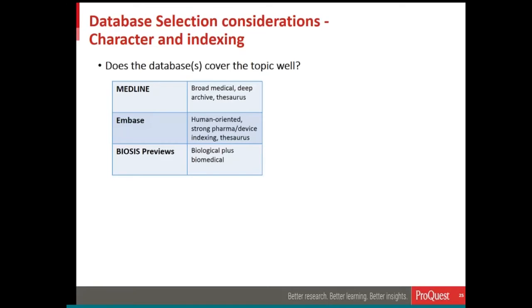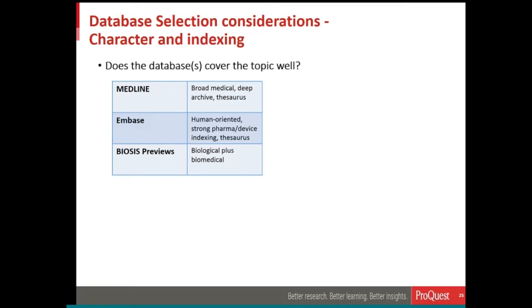As we learned in the basics, Medline is a very broad medical database. It's got a deep archive. It's got a thesaurus, which enables me to do a comprehensive search pretty rapidly. Embase, on the other hand, is slightly more human-oriented. It has incredible indexing for the pharmaceutical and device areas. It also has a thesaurus.